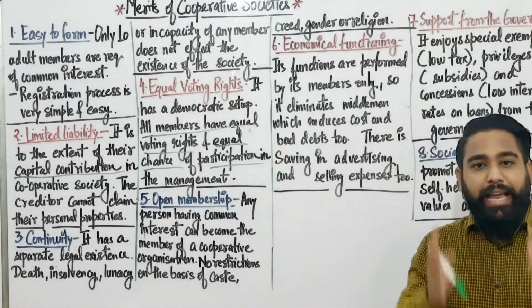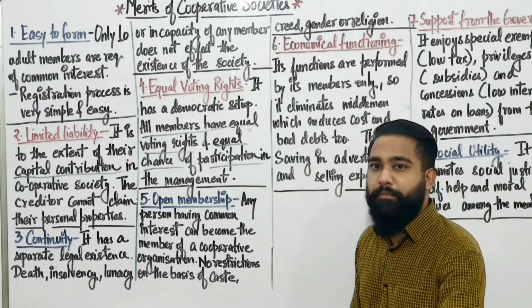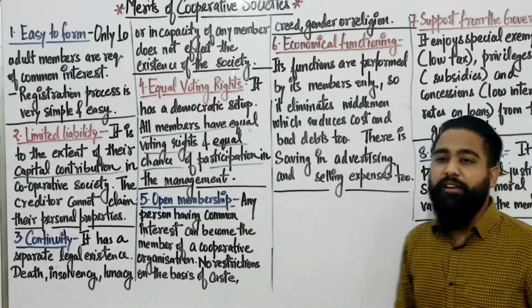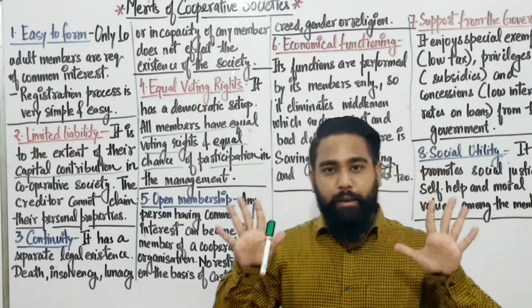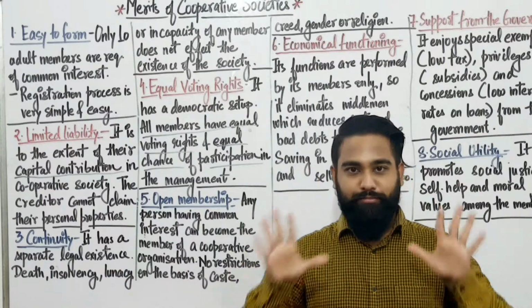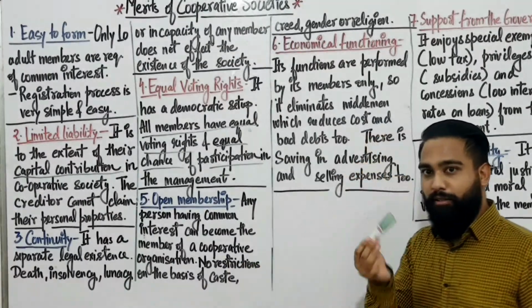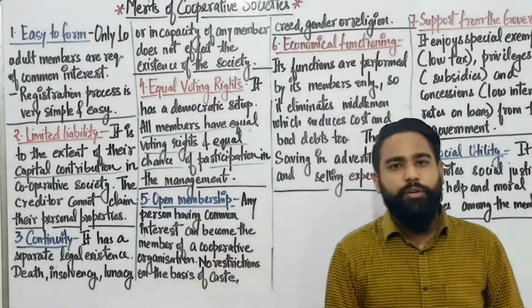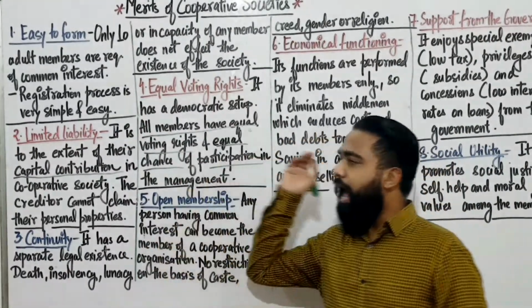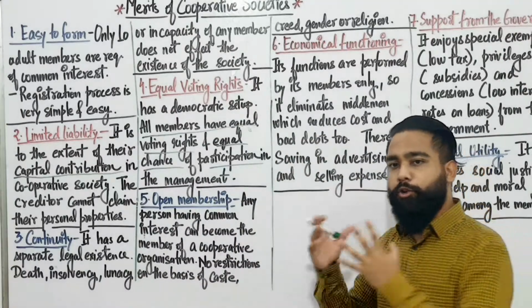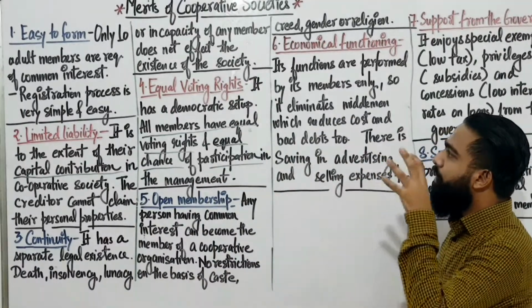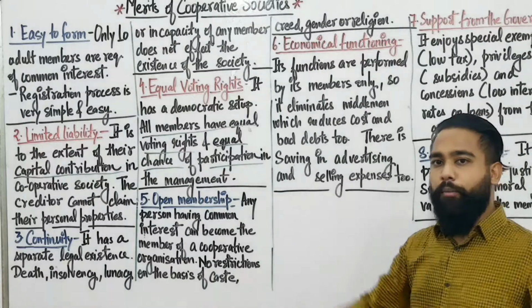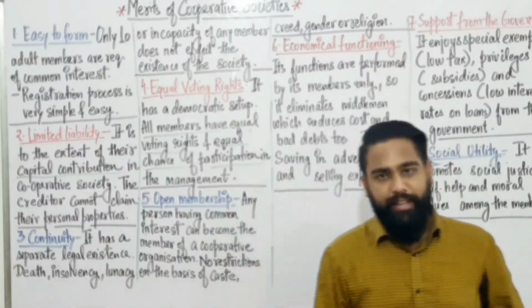You need only 10 adult members to start a cooperative society. Only 10 members are required, and the registration process is also very easy and simple. There are not so many legal formalities. So, it is very easy to form, or you can say the formation is very easy.